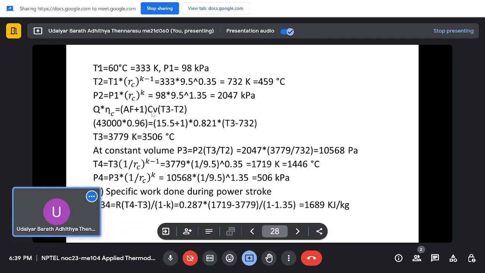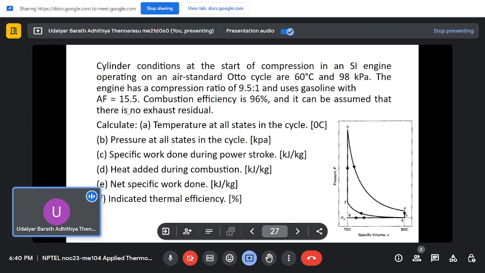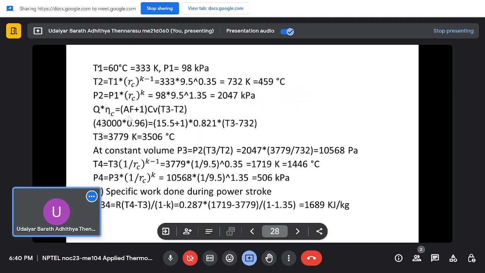So we know that. So m dot F we are taking down to the right hand side. So we'll get m dot F by m dot F will be 1. So m dot A by m dot F is the air fuel ratio. So we have simplified that, and air fuel ratio is given in the problem as 15.5. So we substitute 15.5 plus 1, and CV is 0.821.